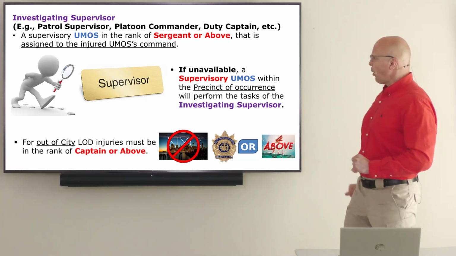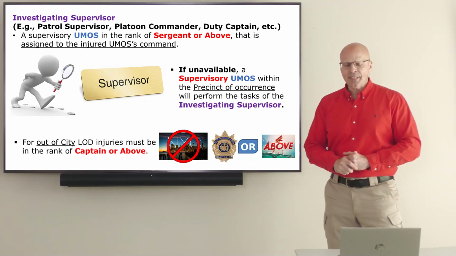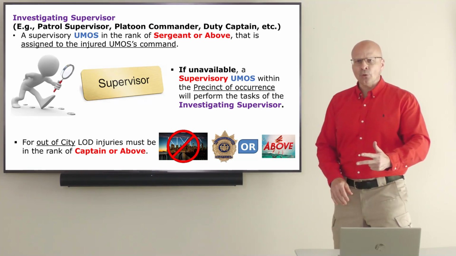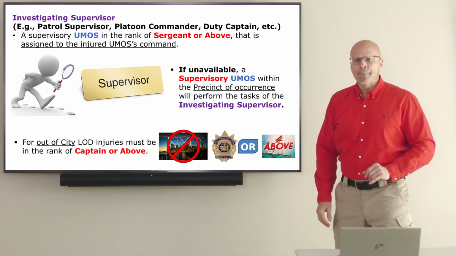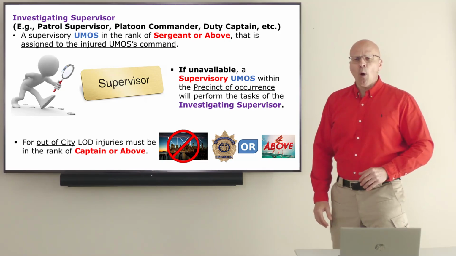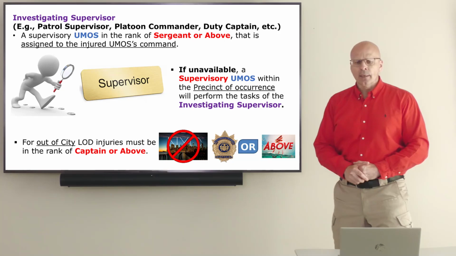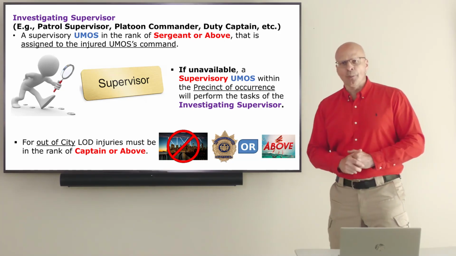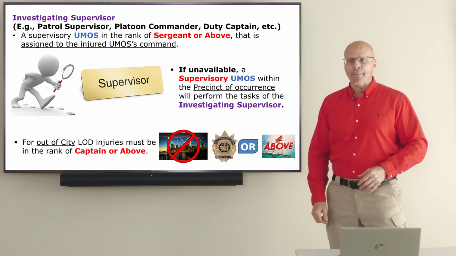And if unavailable, a supervisory uniformed member of service within the precinct of occurrence will perform the tasks of the investigating supervisor. Now, let me give you 3 examples that will demonstrate who the investigating supervisor should be. The first is very basic and general. You have an officer who's assigned to the 81st precinct, and he gets injured in the 81st precinct. Well, a sergeant or above from the 81st precinct will be the investigating supervisor. And it could be the platoon commander, patrol supervisor, or even a duty captain.